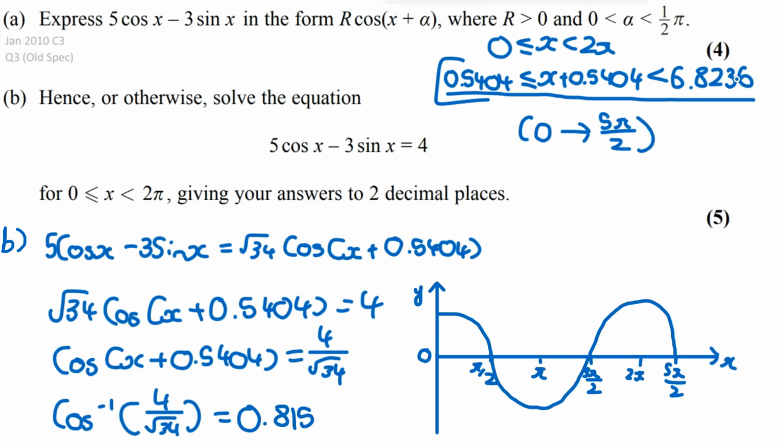Now we don't do it in this interval here simply because these numbers are a bit too specific and it's a bit awkward to draw it in this interval. Instead what we do, expand the interval like this. This from 0.5404 to 0, and this from 6.8236 to 5 pi over 2, so it's a lot more of a clean cos graph to draw.